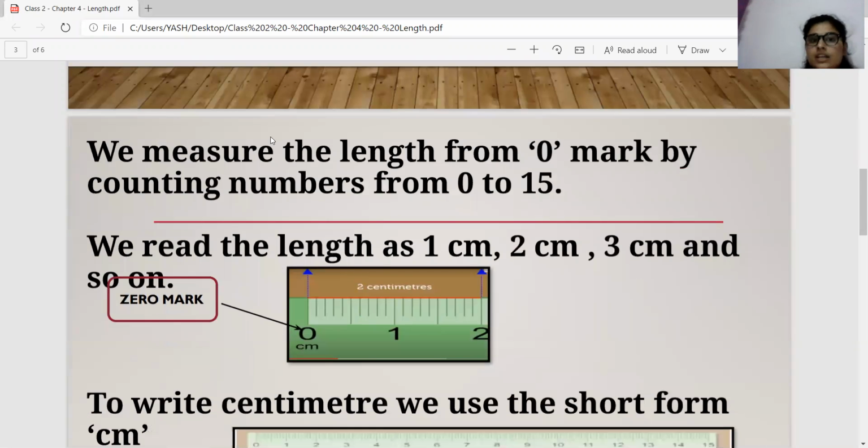In the next slide, it is also written that we measure the length from the 0 mark by counting the numbers from 0 to 50. We always measure the length from the 0 mark. We cannot start from 1. Wherever the 0 is written, we have to start counting from there only. We read the length as 1 centimeter, like 0 to 1 centimeter. We read the length 0 to 2 as 2 centimeter. We always read from 0, and then 1 centimeter, 2 centimeter, 3 centimeter, and so on. Now let's move to the next.